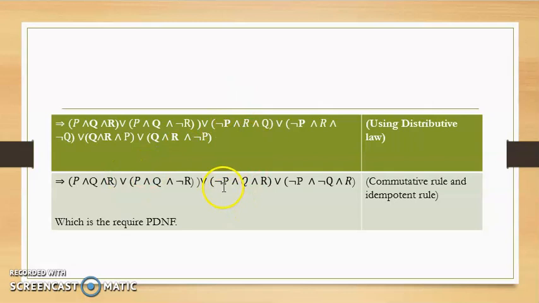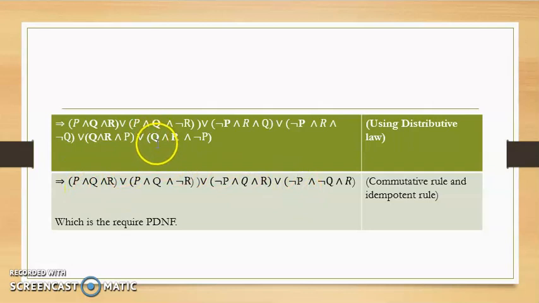Then the second part, not P and Q and R, sum, or not P and not Q and R. These two terms are also fine. Then actually we have some terms repeated. So here when we check, what are the repeated terms? Q R P. Is there any Q R P? Yes. Here the first term and the fifth term are almost the same. So we write it only one time.